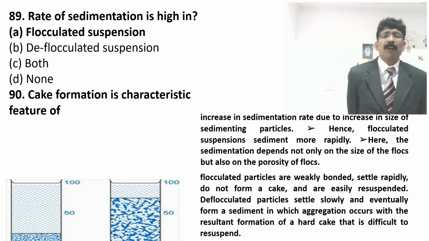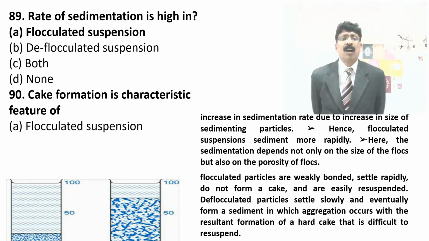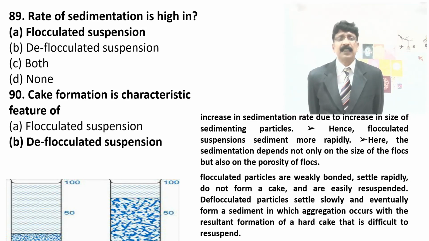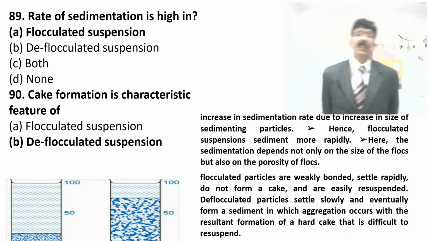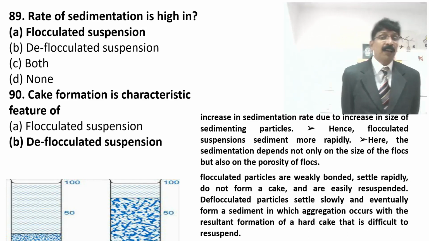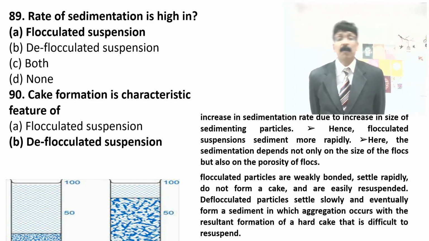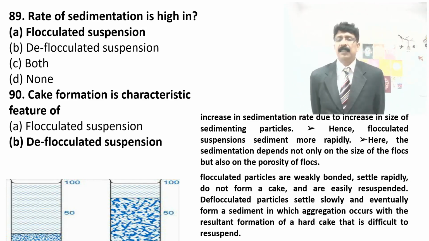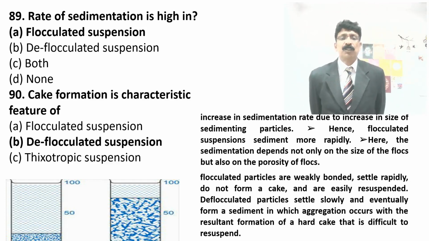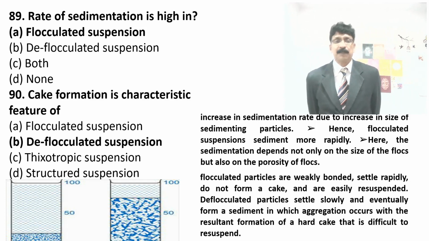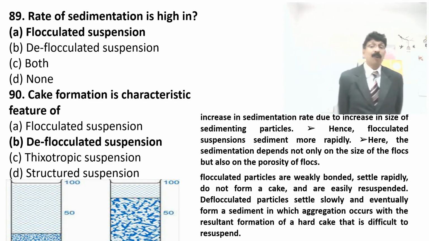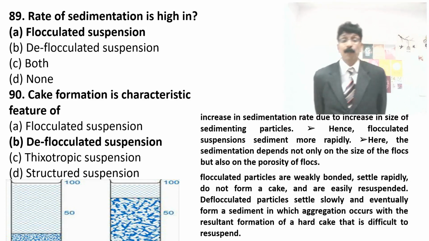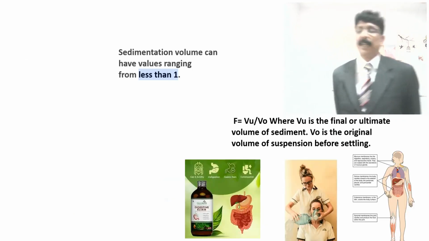Cake formation is a characteristic feature of which suspension? Deflocculated suspension forms a solid cake, but in flocculated suspension the cake that forms can be redispersed, resuspended by shaking. So thixotropic suspension, no, and structured suspension, no. The answer is deflocculated suspensions. They are very characteristic for cake formation.